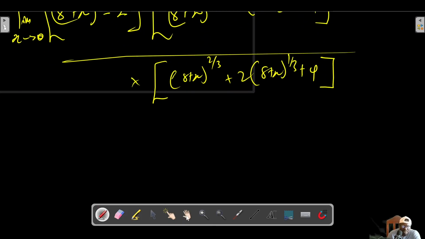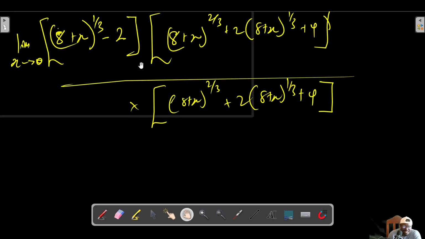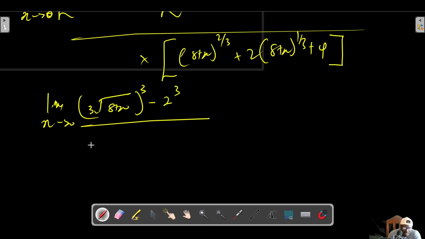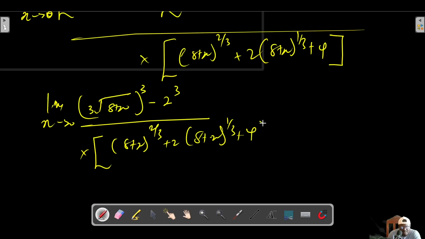What do we end up with? As I said, the product of these two will give us the difference of the two cubes. So we end up with the limit as x is approaching 0 of cube root of 8 plus x all raised to the power 3 minus 2 cube, divided by x multiplying 8 plus x raised to the power 2 over 3 plus 2 multiplying 8 plus x raised to the power 1 over 3 plus 4.